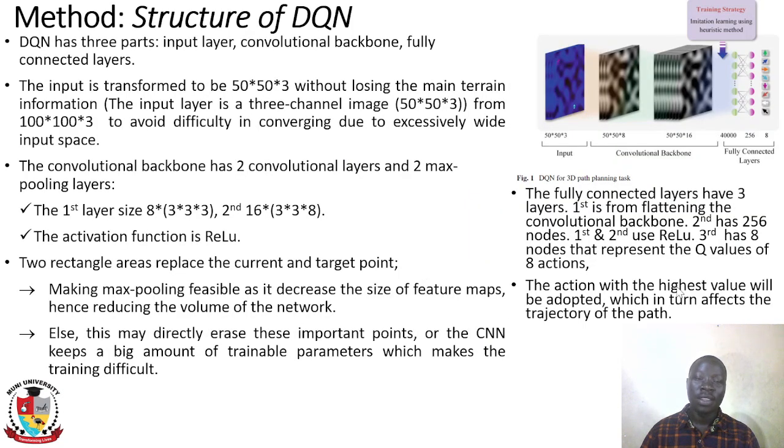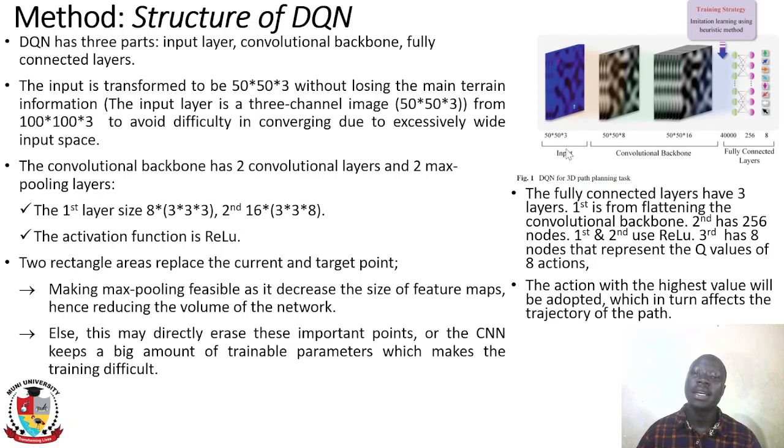So how do we build the structure of the DQN? We can use this diagram to simplify the explanation. Our DQN is built using just three layers of parts. The first is the input layer, followed by the convolutional backbone, after which is the fully connected layer.